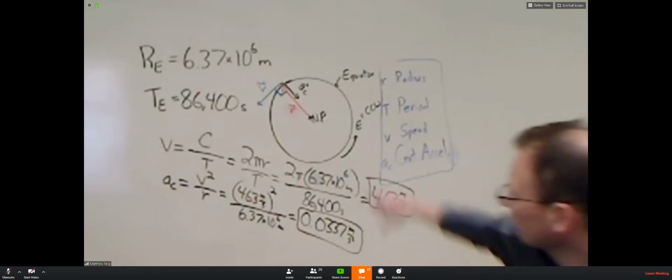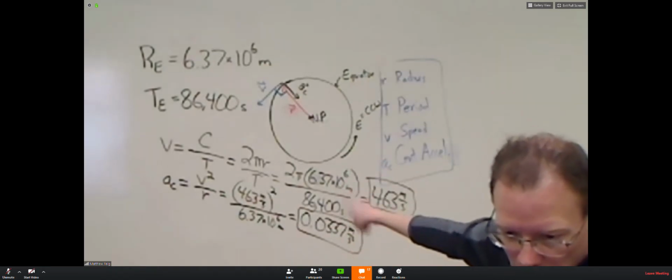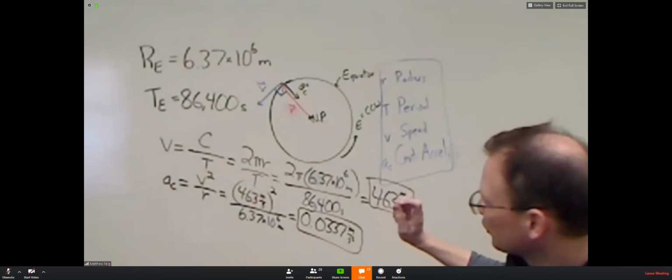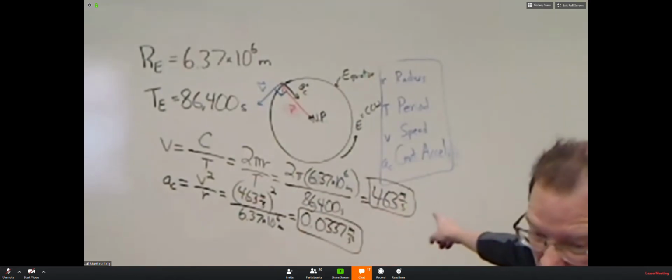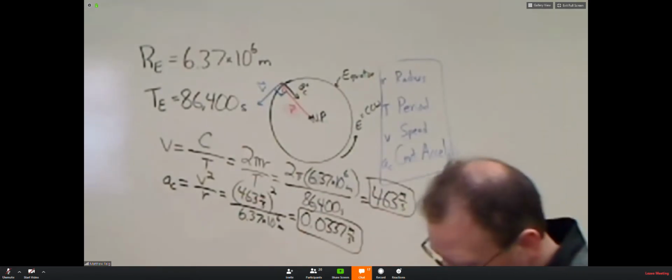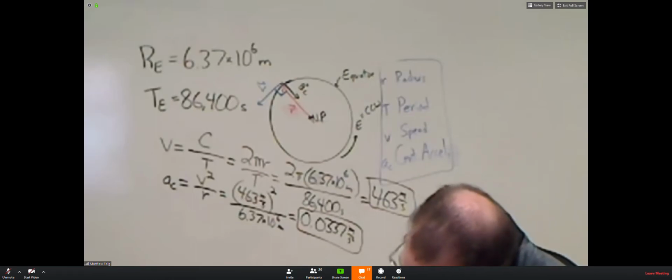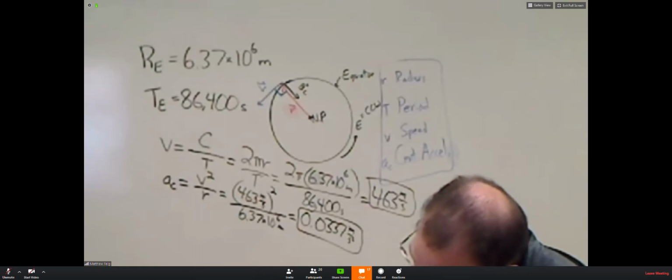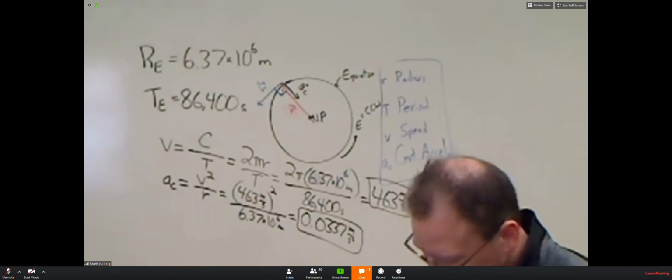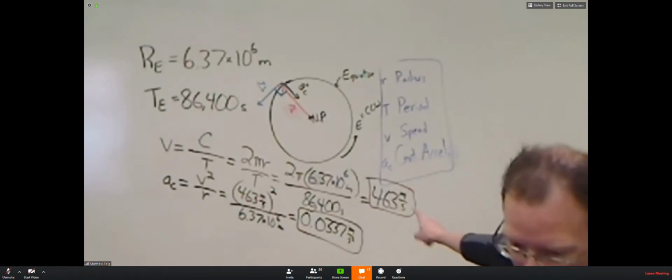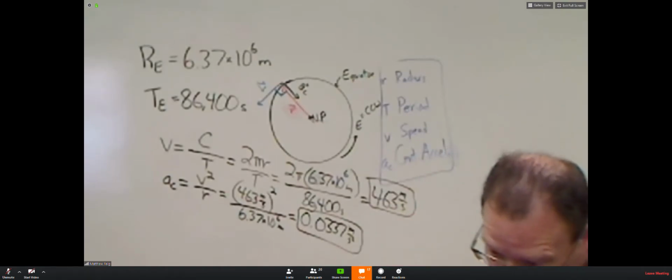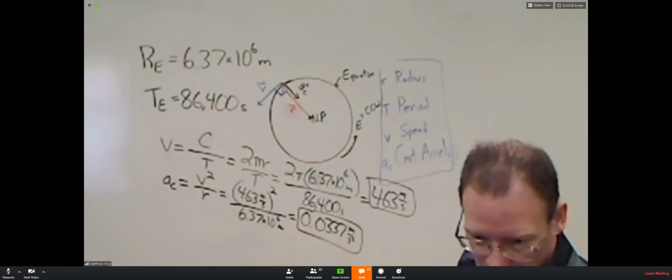So what if we redid these calculations at the North Pole? How fast is the equator moving as the Earth rotates? 463 meters per second. By the way, how many miles per hour is 463 meters per second? I'm looking at the conversion on the inside cover of the book, and you multiply by 2.24. That's a little over 1,000 miles an hour. That's how fast the equator is moving as the Earth rotates.